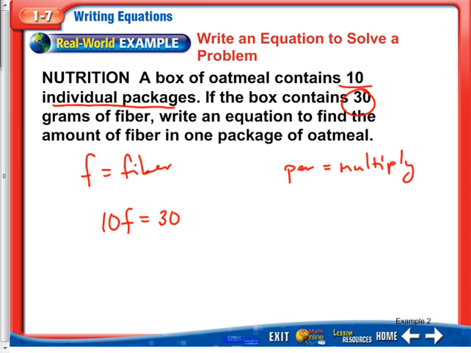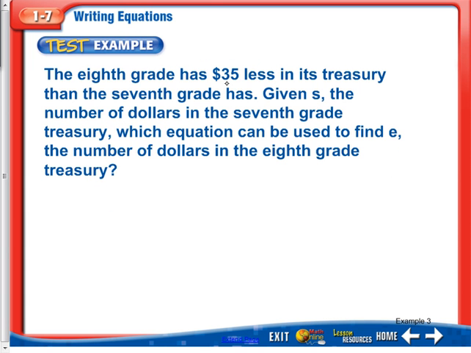All right, now again, we don't have to solve it, even though we know that there's going to be 3 grams of fiber per package. Is 10 times 3 is 30. This would be my answer, and this would be all the work that you need to show for this kind of a problem. All right, we just want you to define the variable and then be able to write an equation to represent what's going on up here.